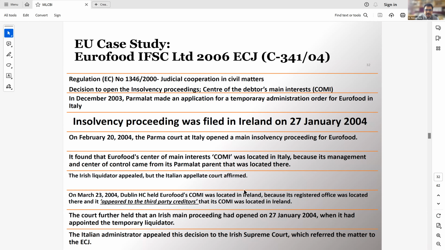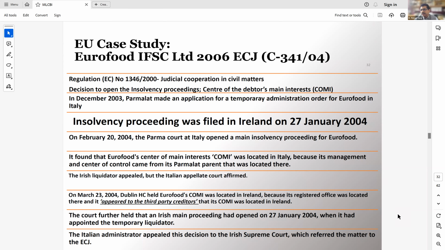So this statement, explanation and commentary: if you have to make a commentary, this commentary comes from this Eurofood case, and whenever cross-border insolvency cases are argued, Eurofood certainly will be argued in India. So the Irish court held that the Irish main proceeding had opened on 27 January 2004 when it had appointed the temporary liquidator. The Italian administrator appealed this decision to the Irish Supreme Court, which referred the matter to the ECJ, the European Court of Justice.